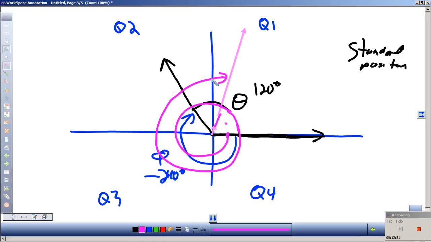540. Yes, 540 is here. 90 degrees more. 630, and then a little bit more. How much more does that look like? Maybe 20 more, 15 more. So the pink angle would be approximately how many degrees? Negative 645 degrees maybe.